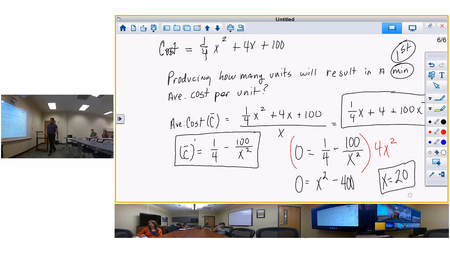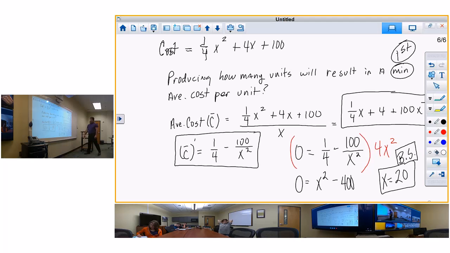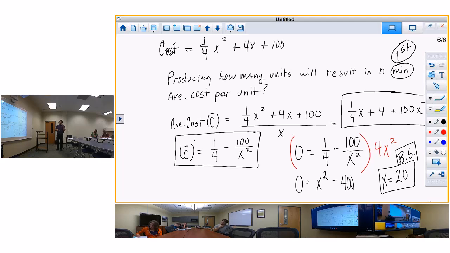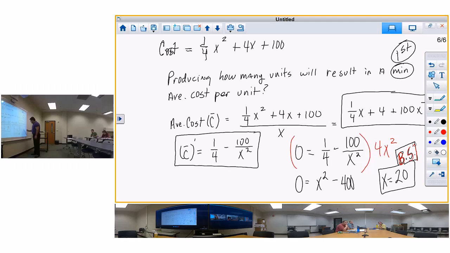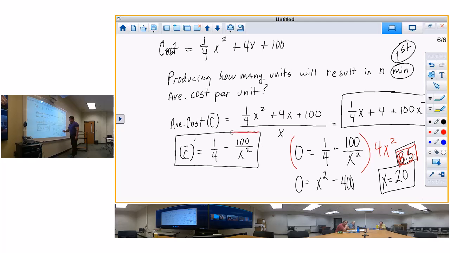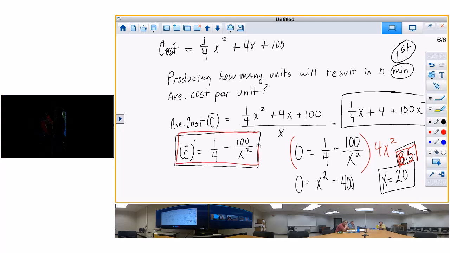You can plug it in here to find your minimum cost. You can plug it into here to find the cost throughout the whole thing. So I'm just going to put BS right here, which means in the mathematical world, back substitute into both the formulas. Back substitute into this formula, and then back substitute into this formula.